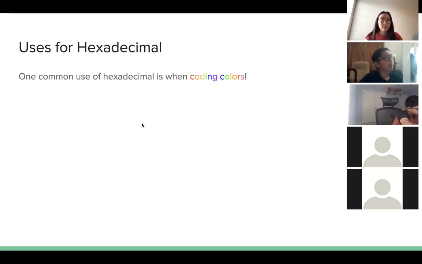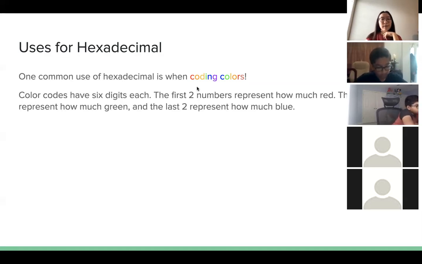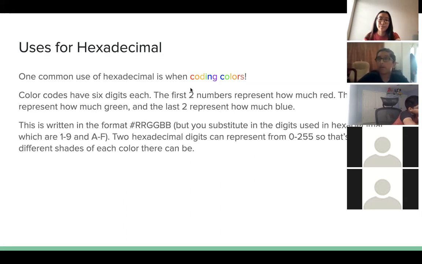So same principle. Hexadecimal just introduces a few more digits. And one common use of it is when you're coding colors. Programmers will commonly use hexadecimal to describe colors. Color codes will have 6 digits each. The first 2 numbers represent how much red, the second 2 represent how much green, and the last 2 represent how much blue. You may have seen this. It's written in the format where first you have a hashtag and then red, red, green, green, blue, blue, but then you substitute in the digits that are used in hexadecimal.